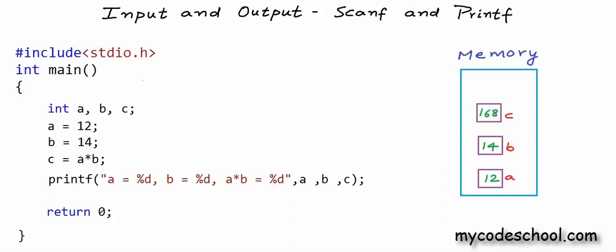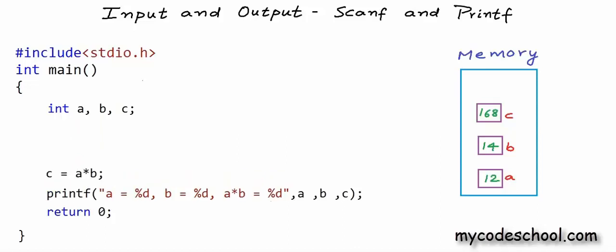I'll keep everything else. And now after the declaration, I'll make a call to a special function in the stdio.h library. stdio.h is already included here. And this function is named scanf. There are two arguments to scanf.